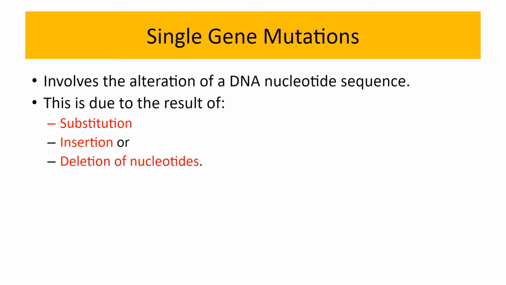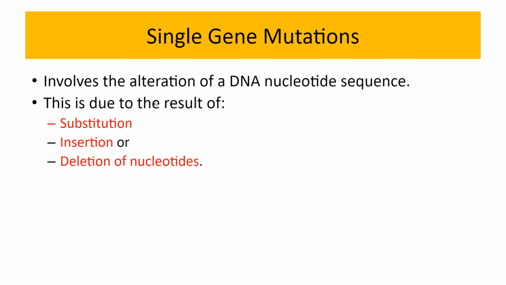And the first one we're going to look at is this thing called a single gene mutation. So as it suggests, this is only happening with one gene in the DNA molecule. So it's a change to one gene. It involves the alteration of a DNA nucleotide sequence. So think back to the DNA molecule. It's made up of these individual nucleotides. So it's going to be a change to one of these nucleotides.